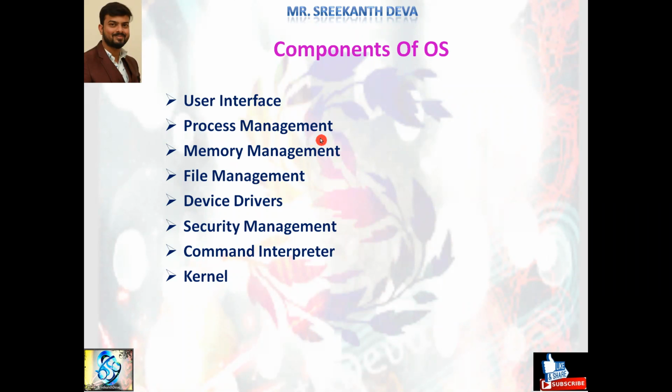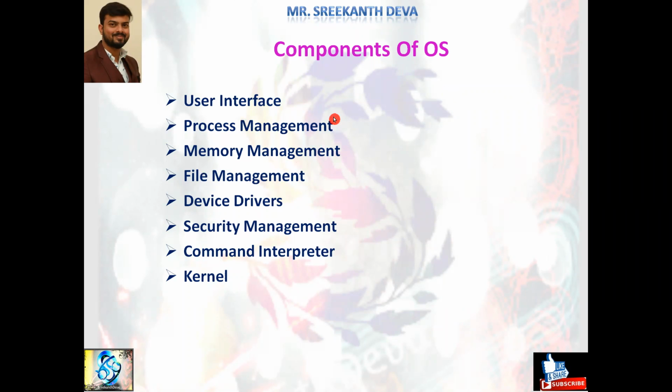Coming to memory management, as we just discussed, memory is a large array of words or bytes, each with its own address. It is a repository of quickly accessible data shared by the CPU and IO devices. It keeps track of which parts of memory are currently being used and by which processes. It decides which processes to load when memory space becomes available. It allocates and deallocates memory space as needed.